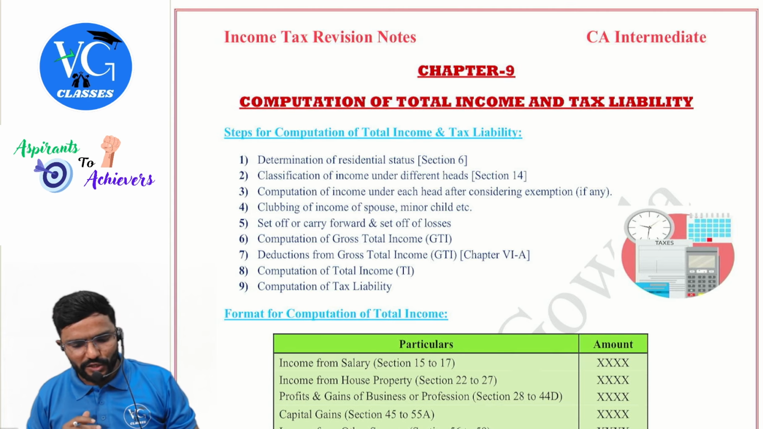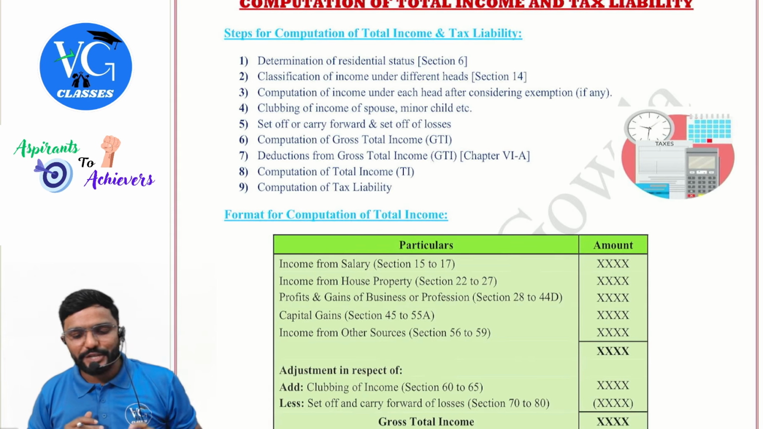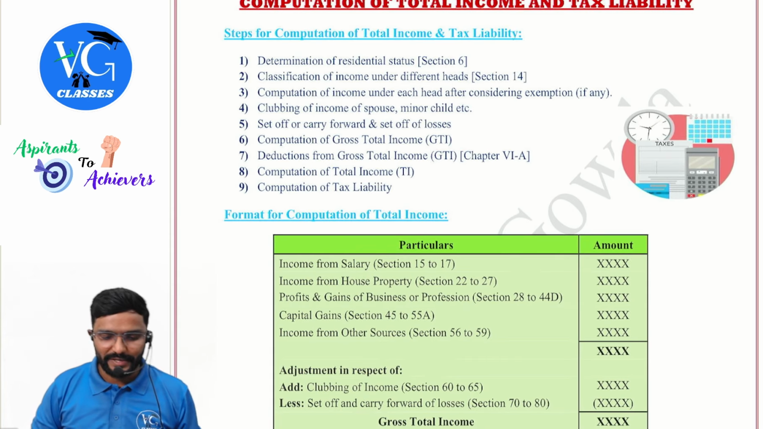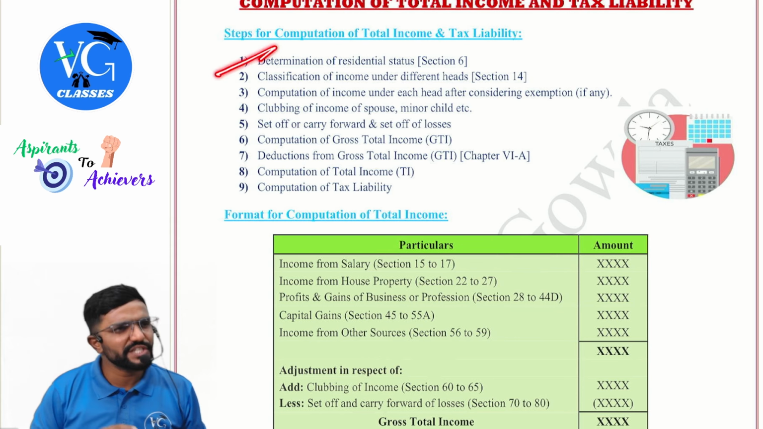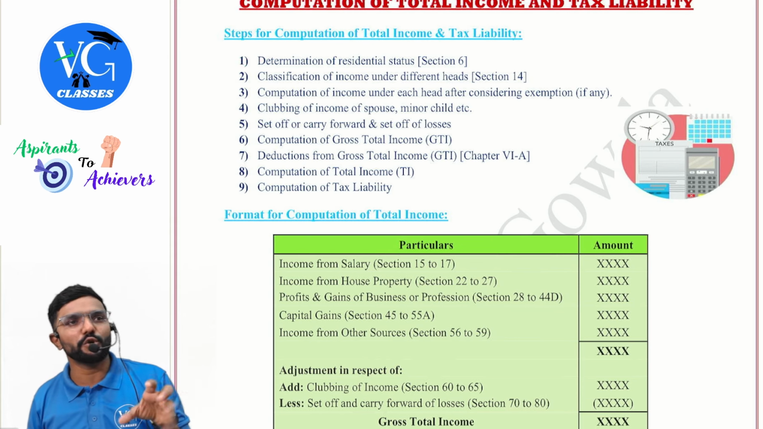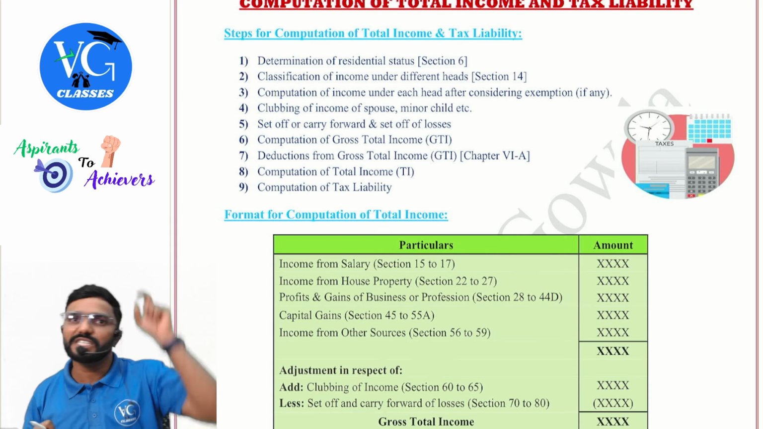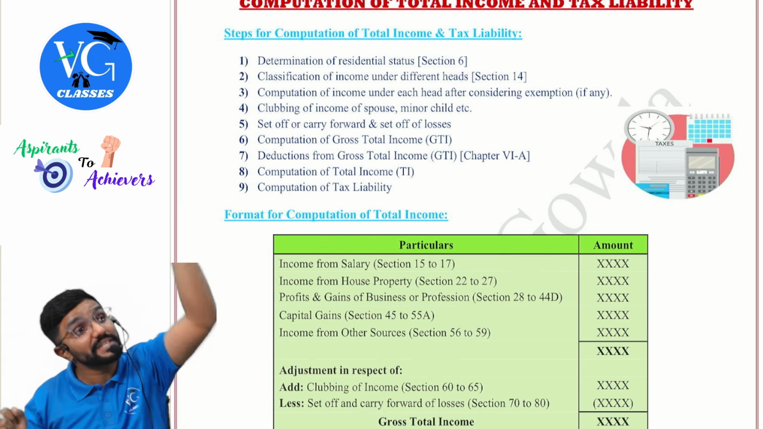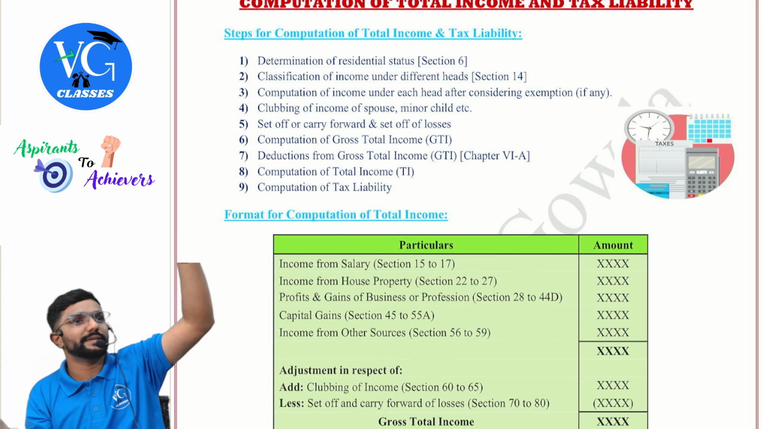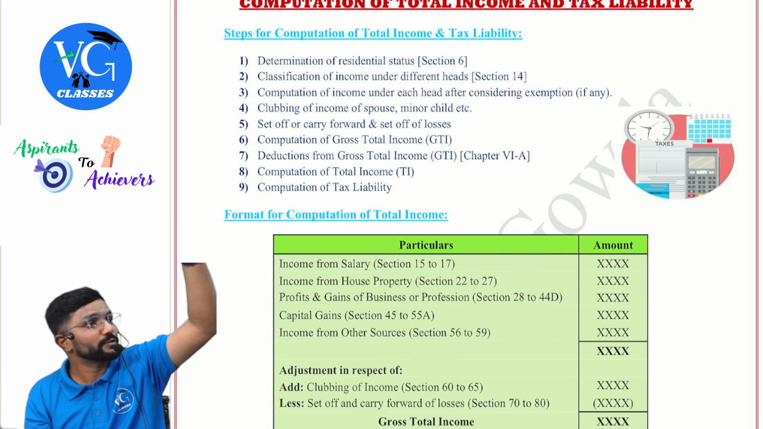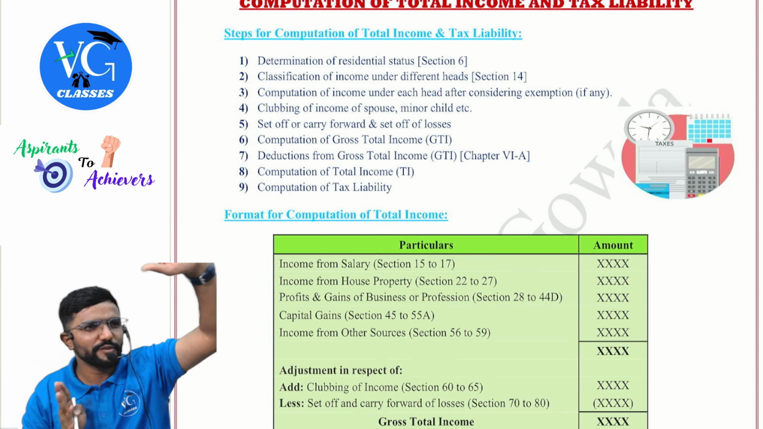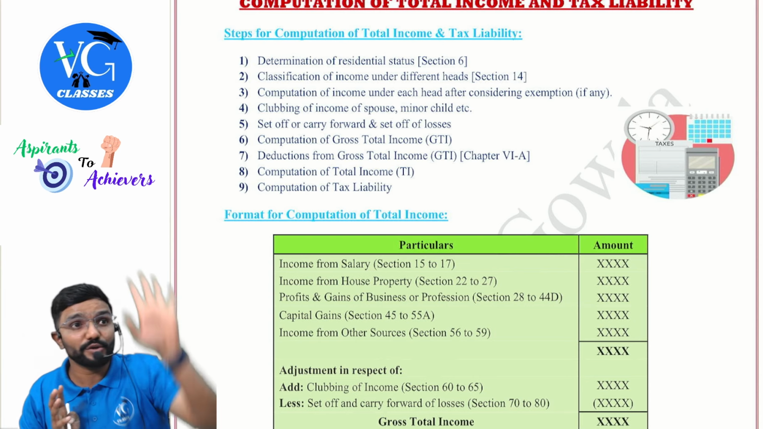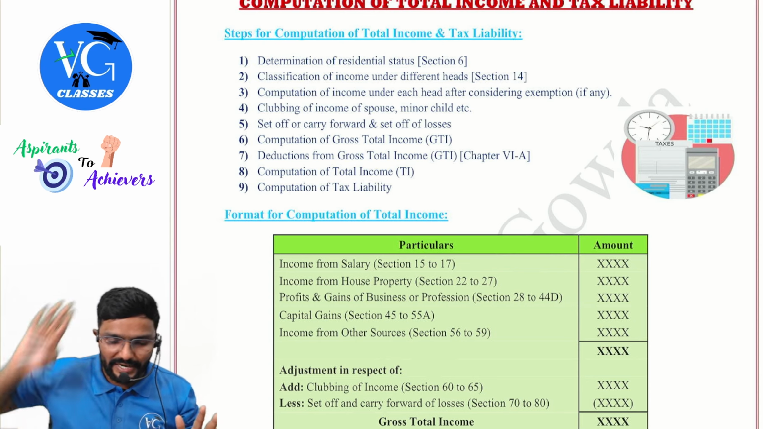Yes, sir. Chalo. First, steps for computation of total income and tax liability. Determination of residential status. Normally, when the question is on total income, guys, they would have given the residential status in the first or second line of the question only. But sometimes they ask questions on residential status as well as scope of total income. So if you observe some questions from past exams, you will have an idea. Let us see that later.